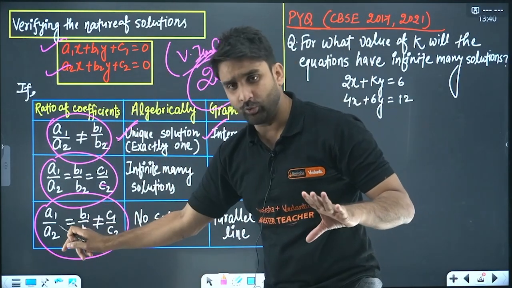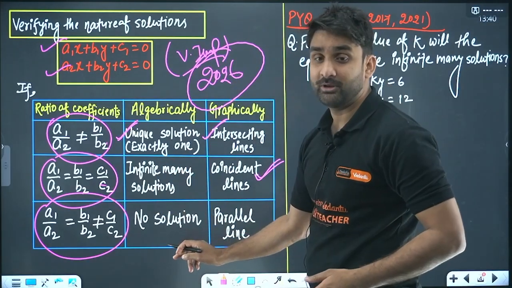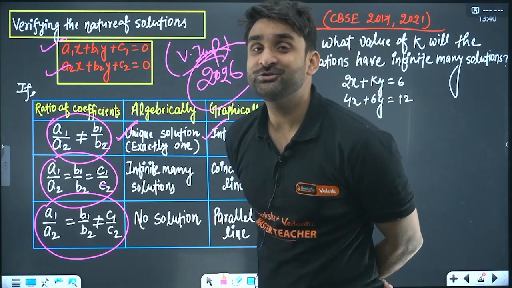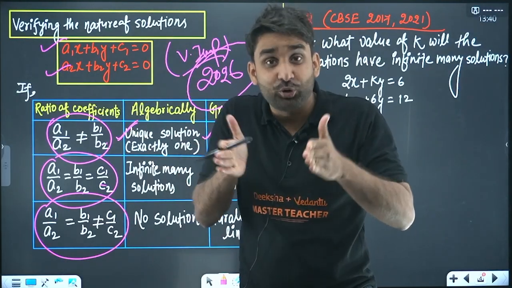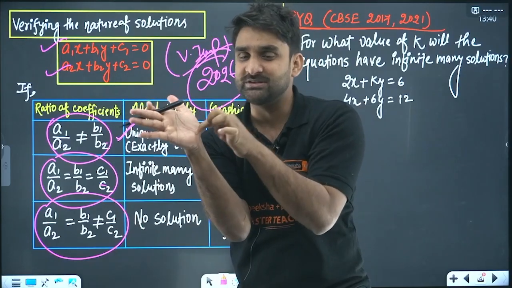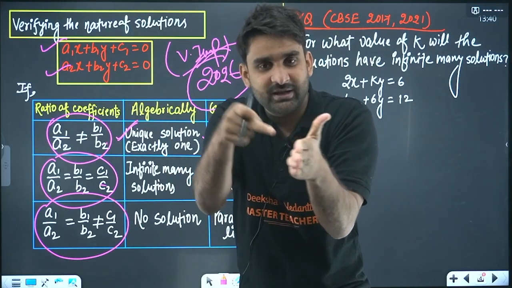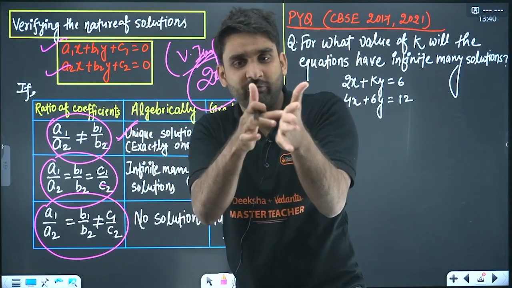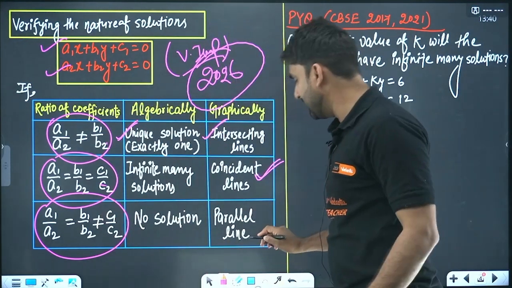First two ratios are equal but not equal to the third ratio, so it means no solution will be there. And you all know when no solution comes up, both the linear equations are parallel to each other. If we take one point x, y on this line, that point will not satisfy the other one, because both the straight lines are parallel. So parallel lines will be there.